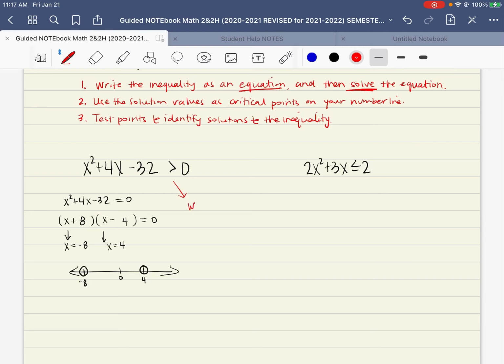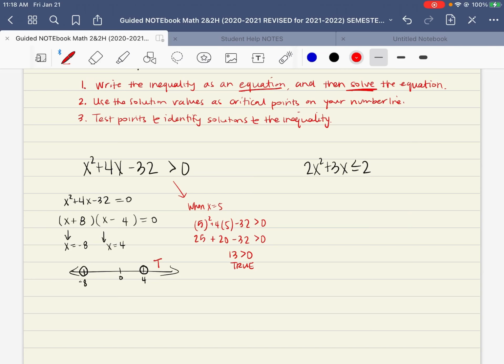So when x is 5, then I would have 5 squared plus 4 times 5 minus 32, and we want to see if that really is greater than 0. So that would give me 25 plus 20 minus 32 is greater than 0. So 45 minus 32 gives me 13 is greater than 0. That's true. 13 is greater than 0. So we would say this section over here, those values are true.